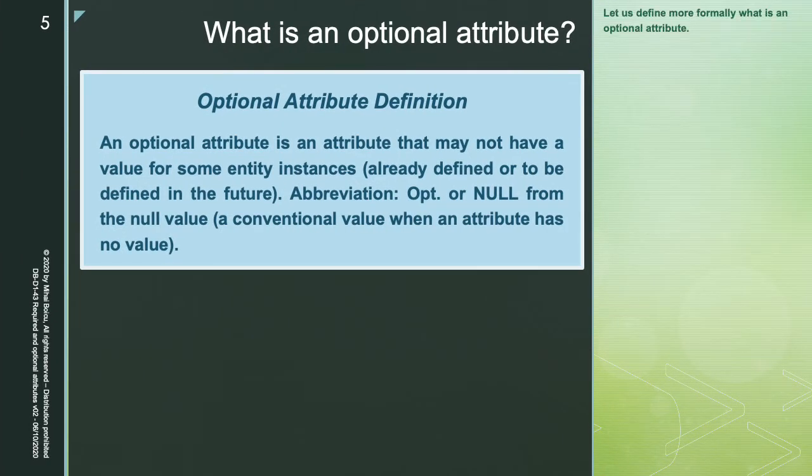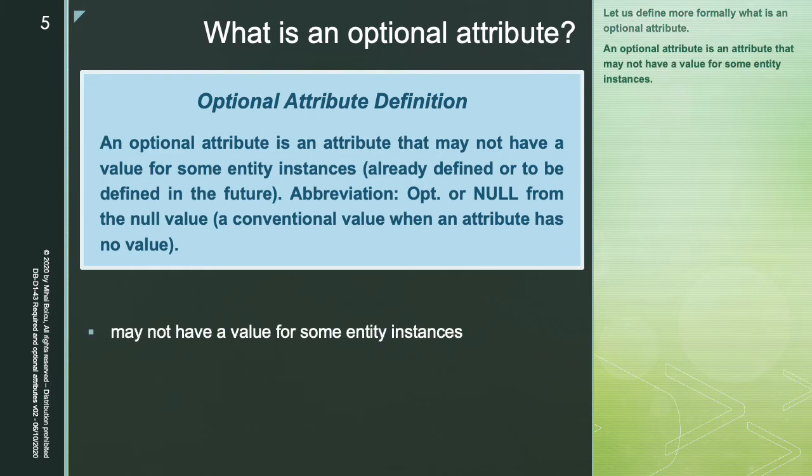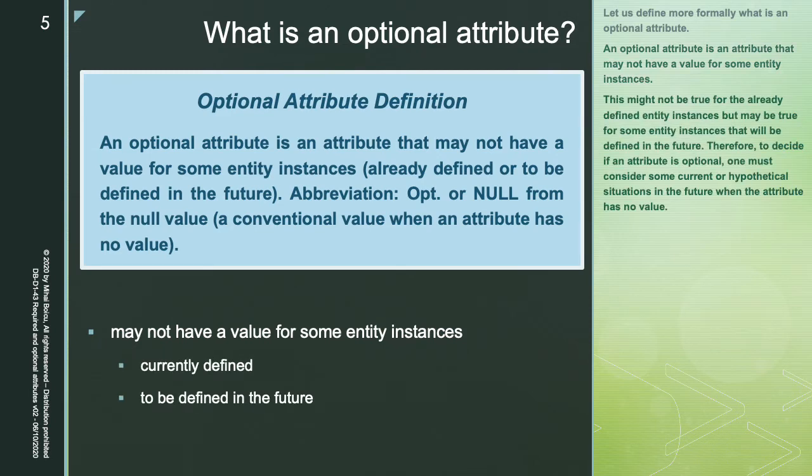Let us define more formally what an optional attribute is. An optional attribute is an attribute that may not have a value for some entity instances. This might not be true for the already defined entity instances, but may be true for some entity instances that will be defined in the future. Therefore, to decide if an attribute is optional, one must consider some current or hypothetical situations in the future when the attribute has no value.